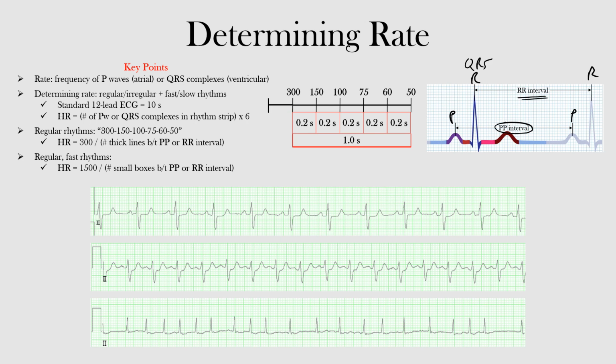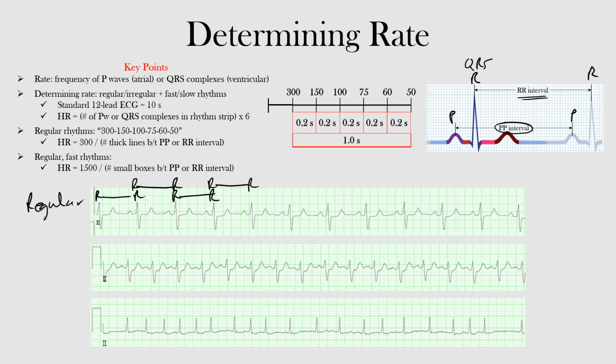First off, remember with regularity, we're going to look from one R to the next interval and see if they're regular or not. We'll use the R waves here. From one R wave to the next, if you were to measure it out, you'd see that all these intervals would be the same. So from this R wave to the next, from this one to the next, we would call this a regular interval, so this first one is a regular rhythm.